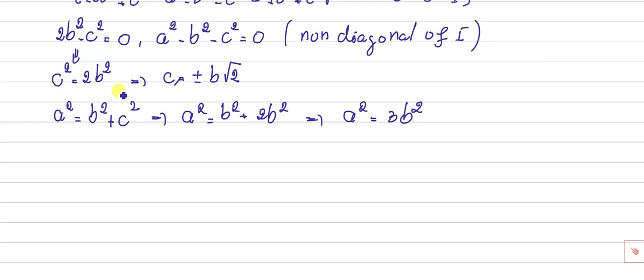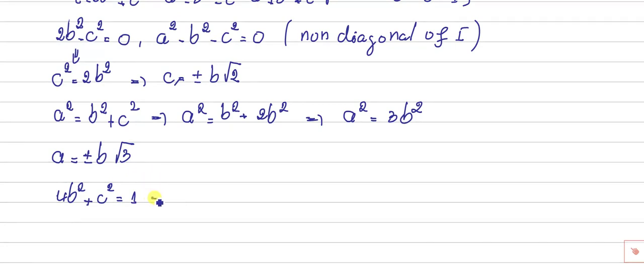Now we write a is equal to positive and negative b square root of 3. And the next, from the diagonal matrix, we have 4b square plus c square equal 1.